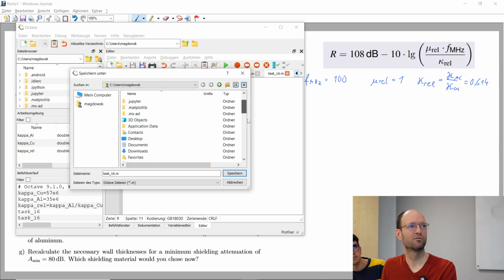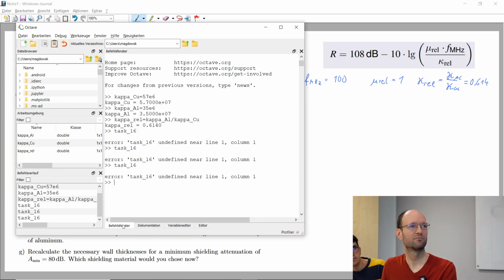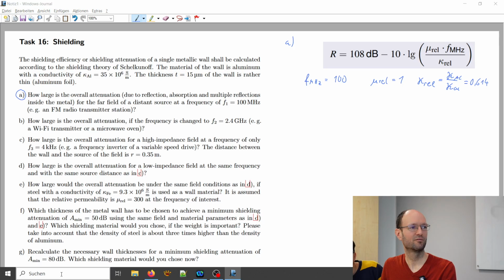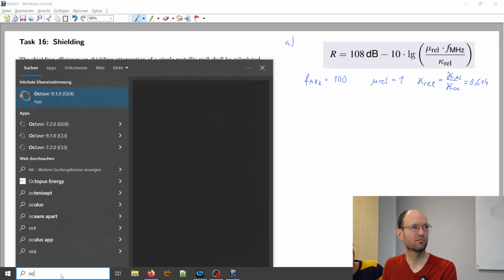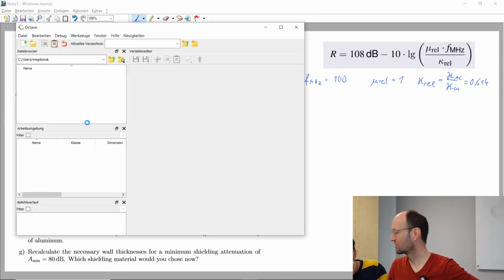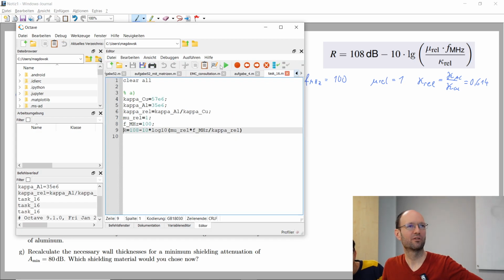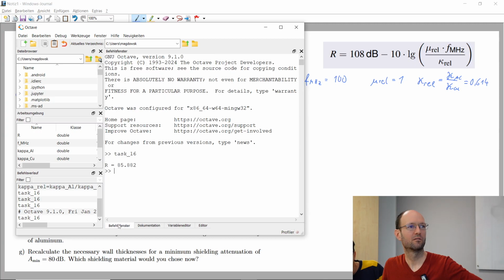I'm in the right folder and it's saved under task 16, and if I run it, it says it's undefined. Why is this happening? Okay, let's start Octave once again. Did this happen to you before? Sometimes clear all makes problems, I don't know why. And now it's working. For a strange reason, now it's working.